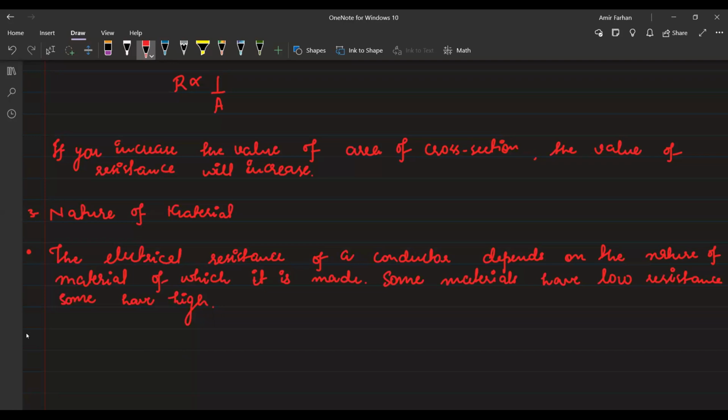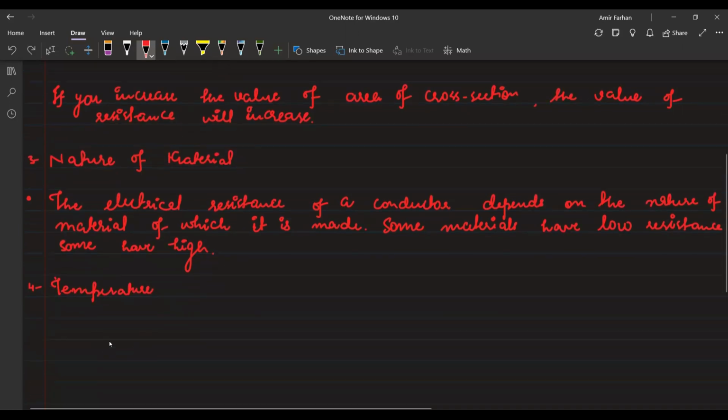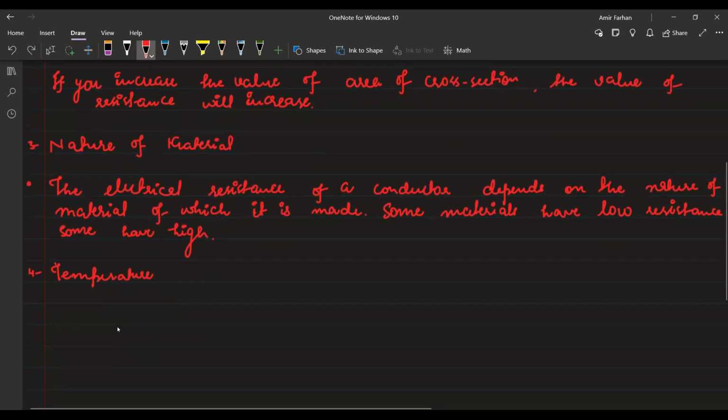Some have high. Clear? Next is the fourth one, which is temperature. I've told this part in Ohm's law, where I gave you the overview of it. So temperature is a quantity which affects the resistance.